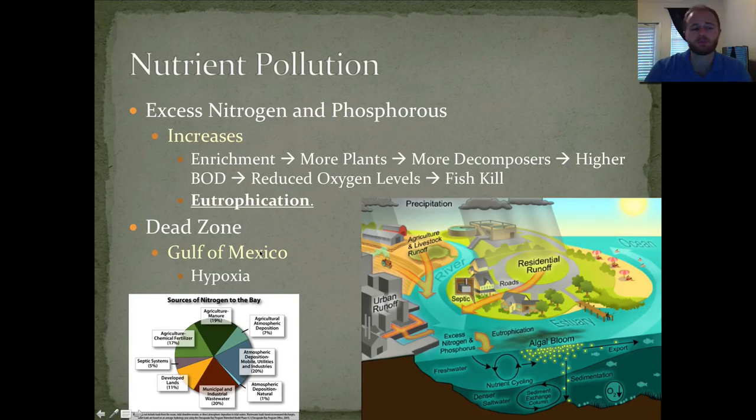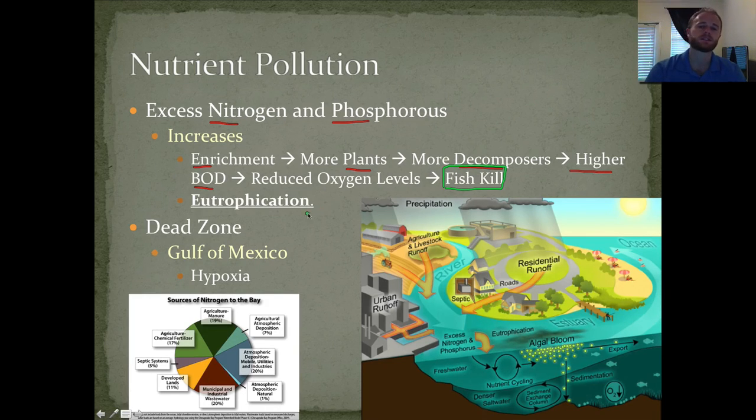Next up, we got nutrient pollution. And this really is an excess of nitrogen and phosphorus in the water. Both of those will cause an increase of enrichment, which means initially more plants, which then as they die, more decomposers do well. More decomposers, there's less oxygen, so a higher biological oxygen demand. And that overall reduces oxygen levels, which then can cause a fish kill.